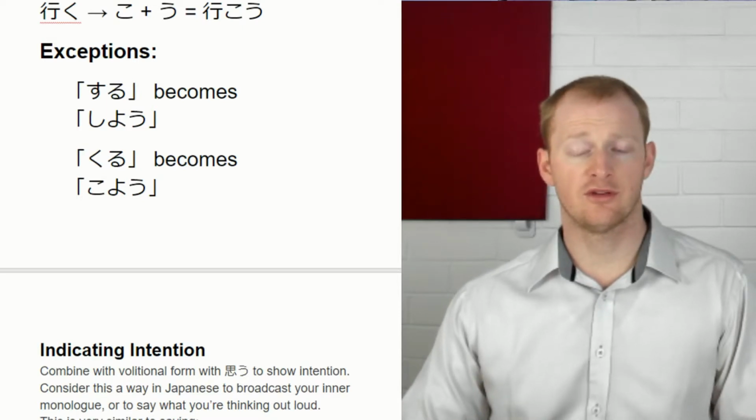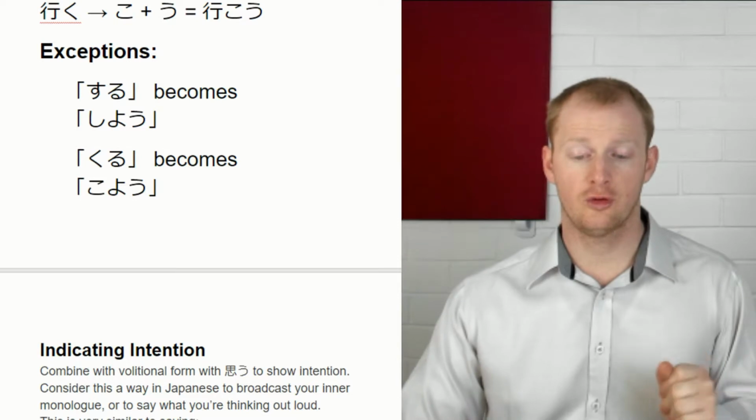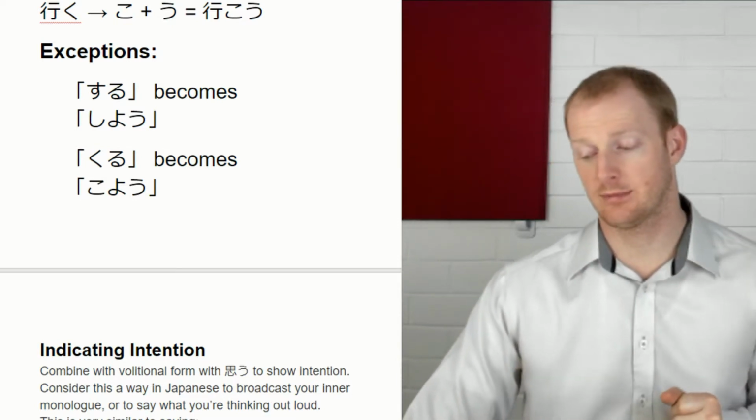Now we've got some exceptions like always. So suru becomes shiyo. Notice the big yo there. And kuru becomes koyo. A bit of a weird one, but it's an exception verb.